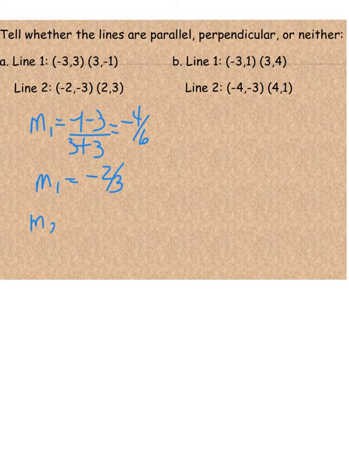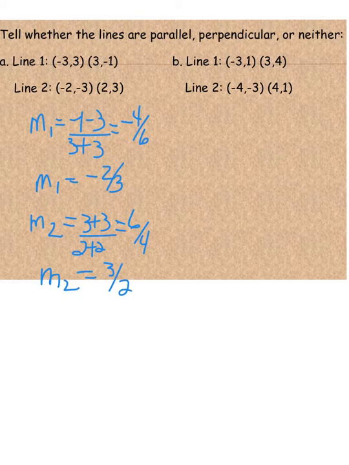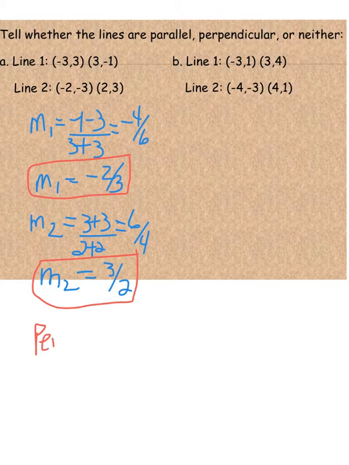For line 2, the change in y over the change in x will give us a slope of 3/2. So if we compare the slope that we found for line 1, which was -2/3, to the slope of line 2, which is 3/2, we can see that those slopes are opposite reciprocals, so therefore we will conclude that these lines are perpendicular.